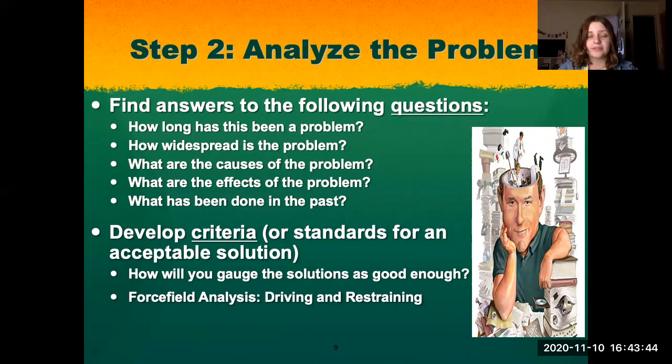And so these are kind of the questions you want to think about when finding out the background of your problem. And so then you want to develop criteria or standards for your solution. How will you gauge the solutions as good enough? So you can use a force field analysis, and so through driving and restraining, but basically you want to make sure you want to set up your baseline acceptance levels of what your solution should hold.